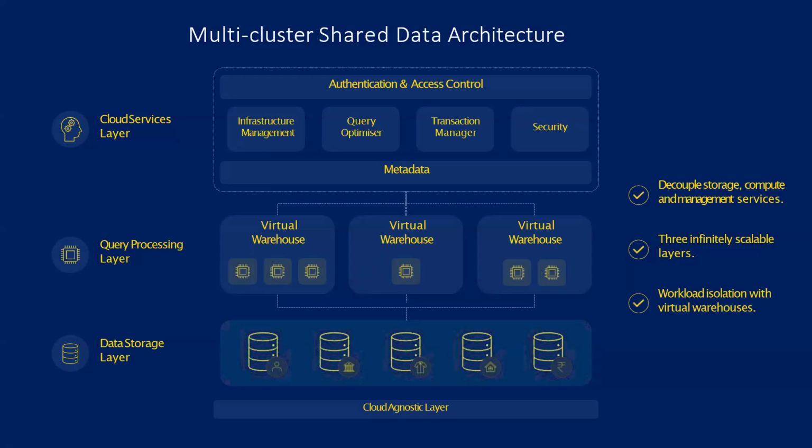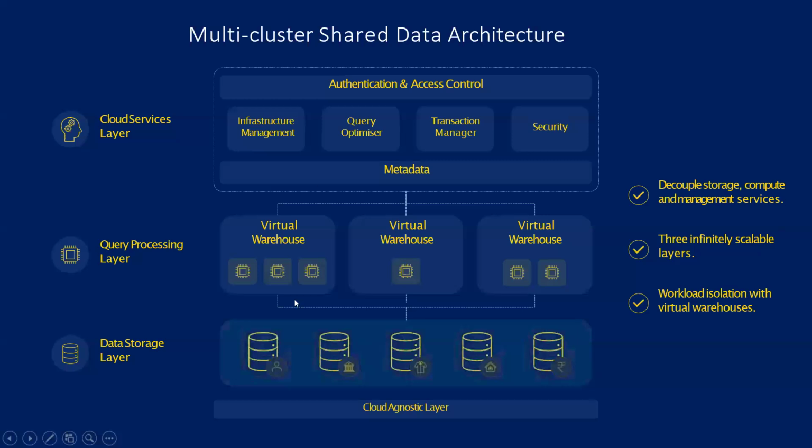Then the top layer is called the cloud service layer, which is also known as the brain of Snowflake. It will take care of all your remaining activities like authentication, access control, infrastructure management, software upgrades, network security, metadata management, users and roles. All these details are taken care of in this cloud service layer.